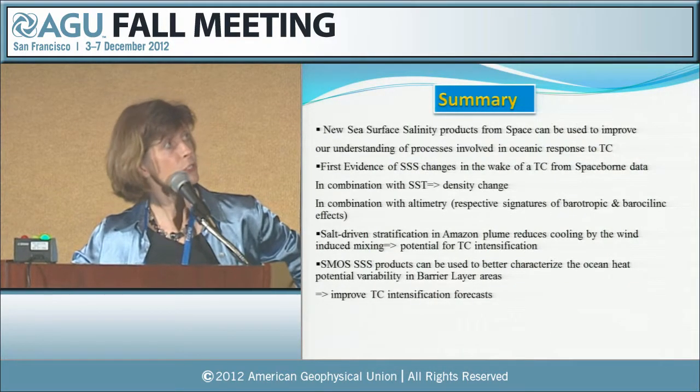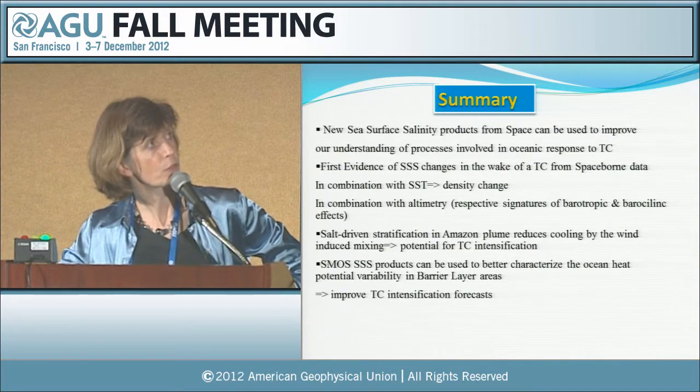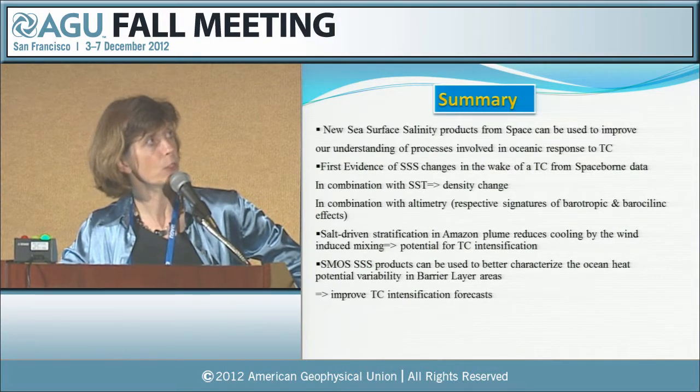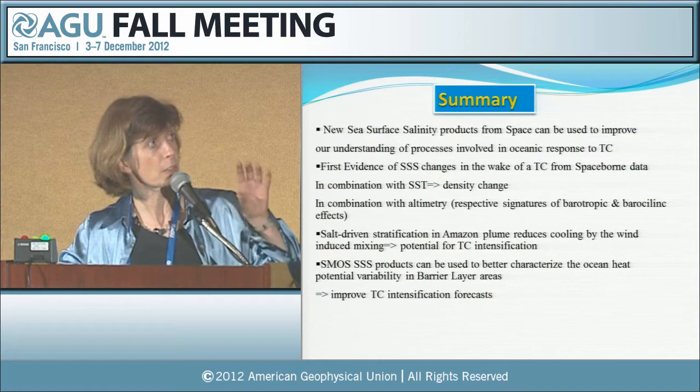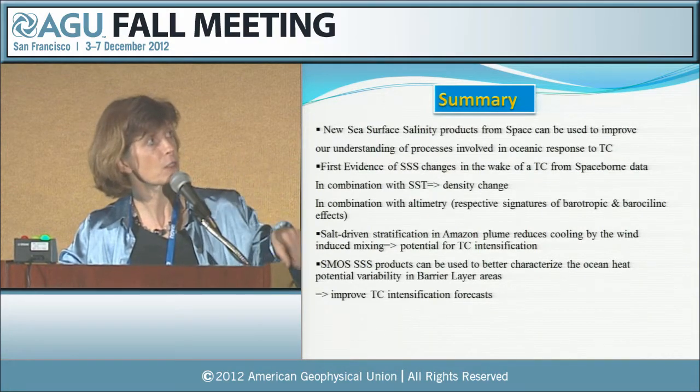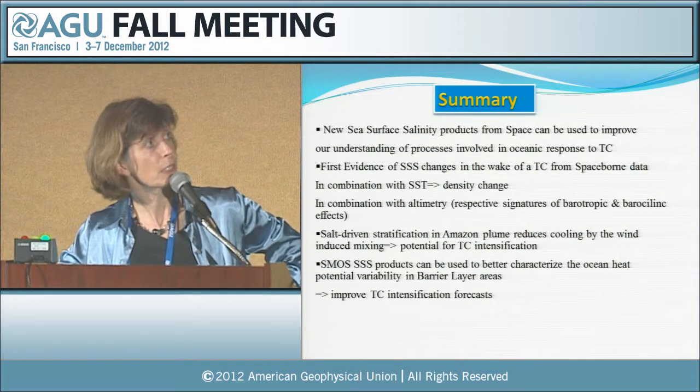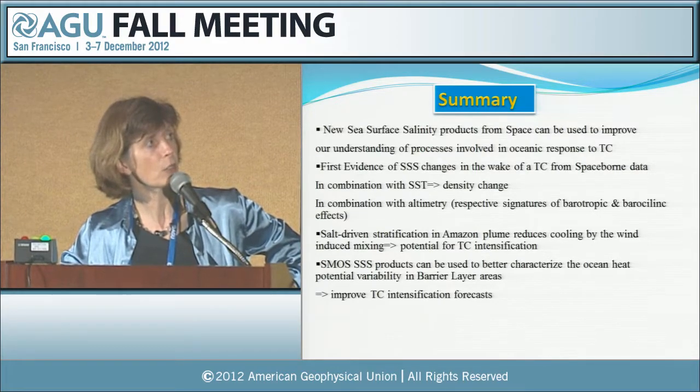So, in conclusion, the new sea surface salinity products from space can be used to improve the understanding of the processes involved in the oceanic response to tropical cyclones, and I would add, to better understand processes at play in the surface ocean. They first evidenced the salinity changes in the wake of the tropical cyclone from spaceborne data. And in combination with sea surface temperatures, they provide a new vision of the change in density.